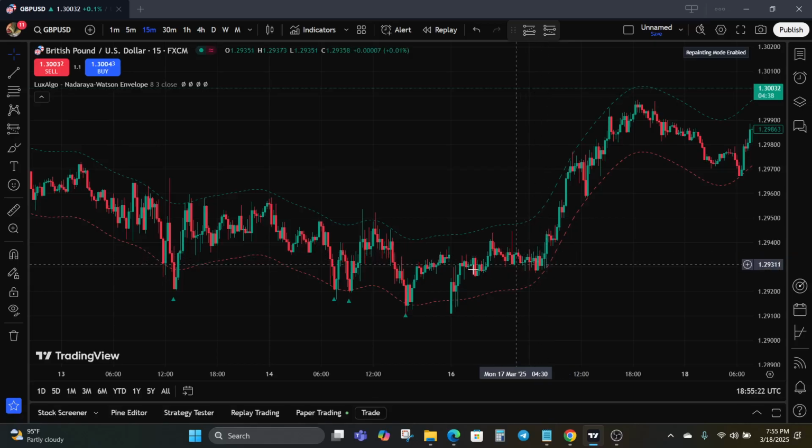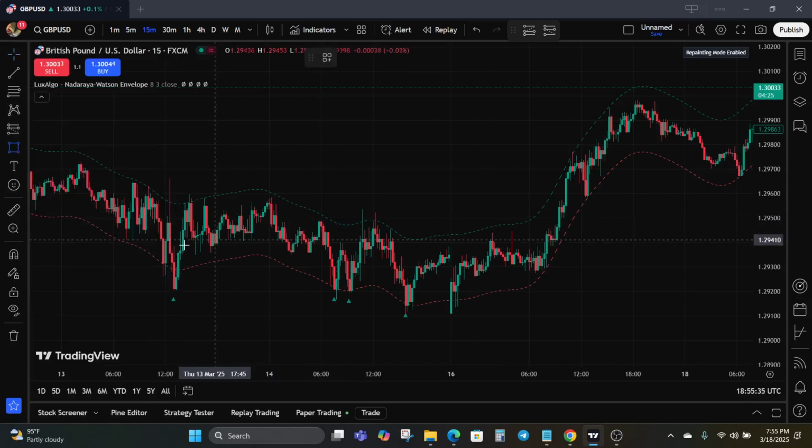But you can decide to just focus on trading the trends, or you can decide to focus on trading ranging markets, depending on the kind of trader that you are. Like I said, whether you want to trade the trends or you want to trade ranging markets, this indicator is still a good option for you, right?